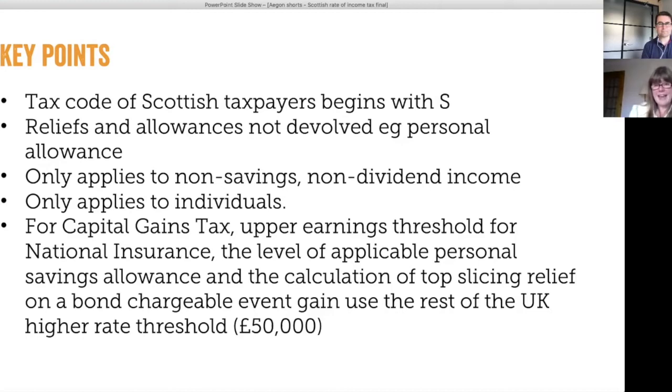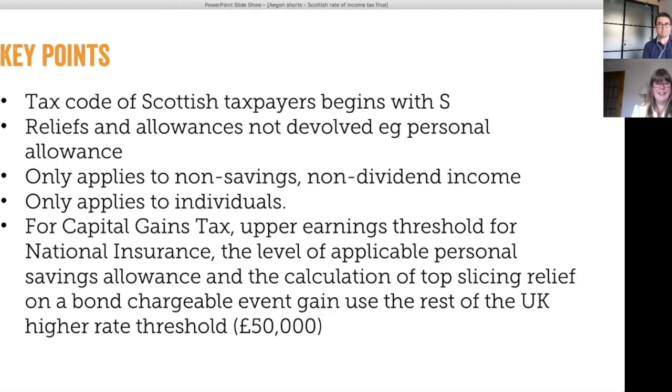So the beneficiary, though, will get credit for the 45% tax that the trustees have borne in relation to that income distribution, but the beneficiary will be subject to the Scottish rate of income tax on income distributions from discretionary trusts if they're a Scottish taxpayer.